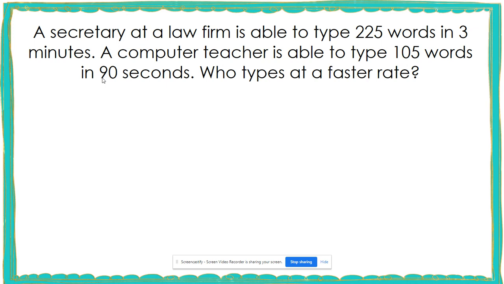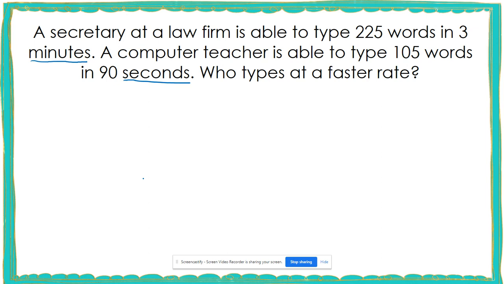A secretary at a law firm is able to type 225 words in 3 minutes. A computer teacher is able to type 105 words in 90 seconds. Who types at a faster rate? Before I get started, I noticed that both of these people are using words, but my secretary is using words per minute, and my computer teacher is using words per second.